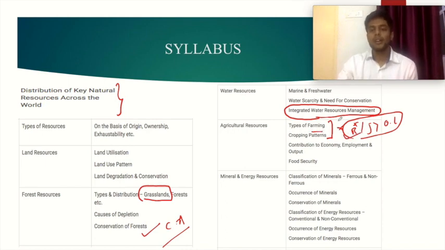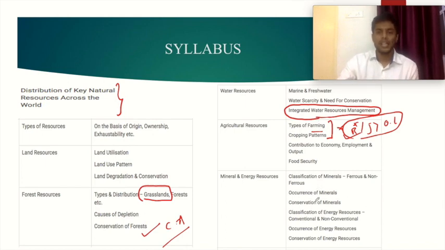Then types of farming. The questions related to contour farming or sustainable agriculture have always been there in your UPSC. So this is also one of the important focus areas for your UPSC preparation.